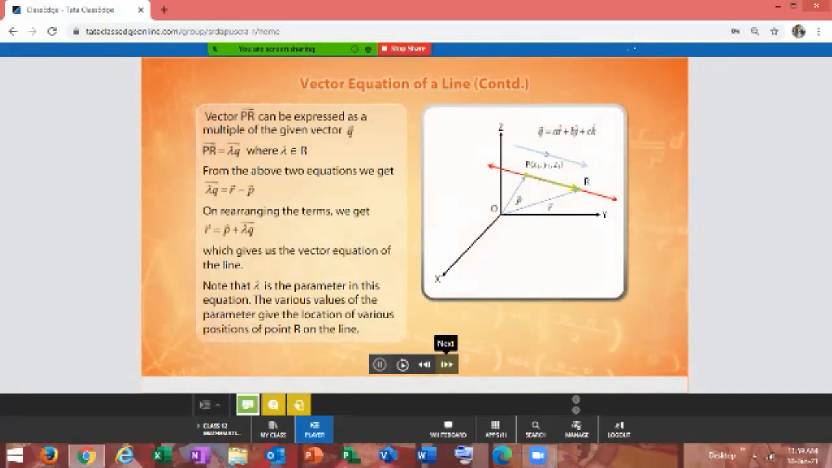Next, the vector PR can be expressed as a multiple of the given vector q, and these two are parallel to each other, so we can represent the vector PR as lambda times the vector q. If you write the answer, you will get vector r equals p plus lambda q, which is the vector equation of the straight line passing through a point.